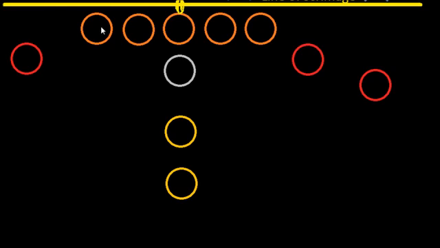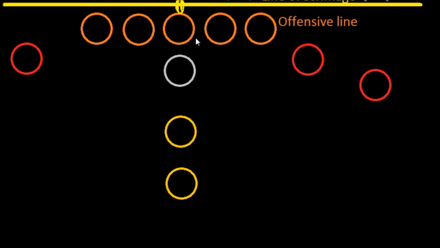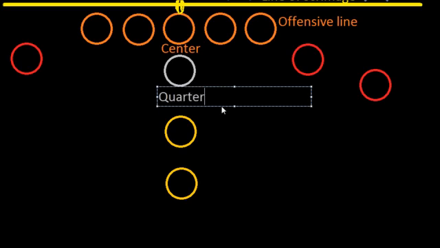And the offense will start with the offensive line. So that's these orange guys here. This is the offensive line. As you can see, there are 5 guys in the offensive line. The man in the middle is fittingly called the center, and the center is going to be the man who snaps the ball back to the quarterback. So we'll get back to him in a second.